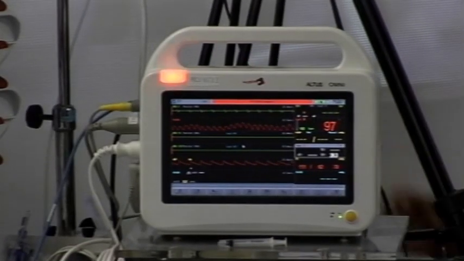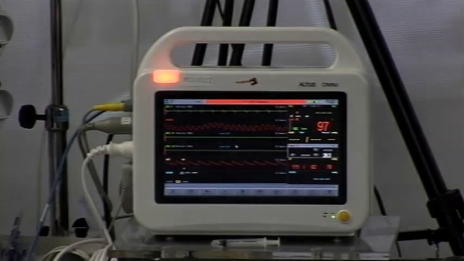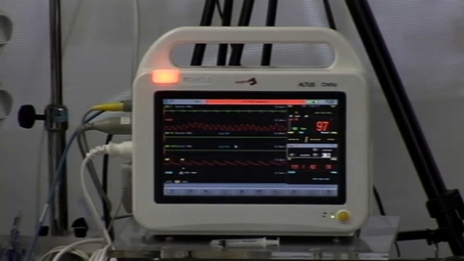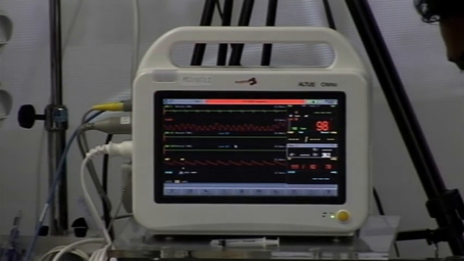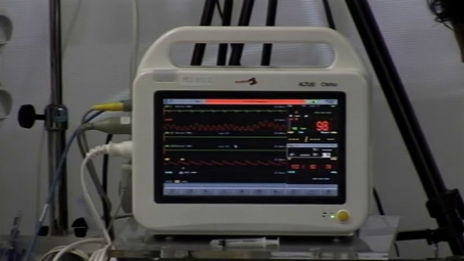He was sick because we had a PIP of, let's say, 25, a PEEP of 5, 100% oxygen, and the PCO2 was 83. So this was a very sick piglet.